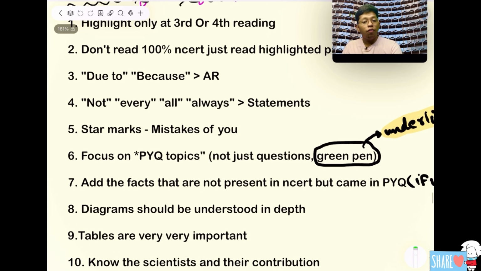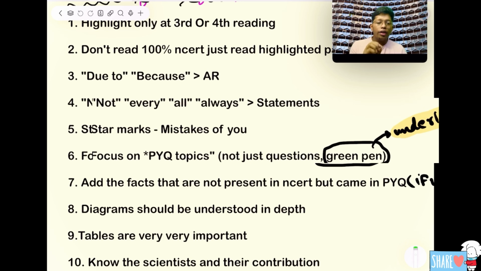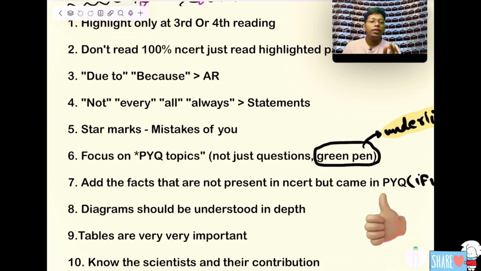And one more thing: for statement based questions also I have a solution, that is the words not, every, all, always. They will try to remove these and ask it as a statement based question, whether it is true or false, wrong or not. With words like these, definitely there is a high chance that a statement based question may come. When you see these words, definitely mark it as statement based question, like S/Q, and keep it. Very, very important.